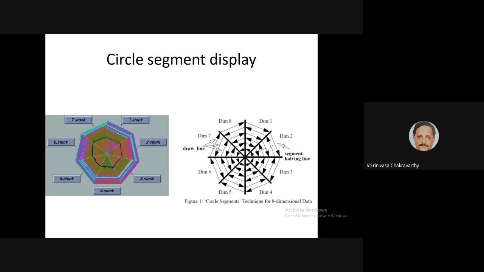Similarly, if you have lots of data points, they're all shown as a whole set of polygons of increasing sizes. The size of the polygon doesn't indicate the numerical value. It is the color of the lines that indicates the numerical value. So that is one way of depicting multidimensional data. This is called circle segment display.